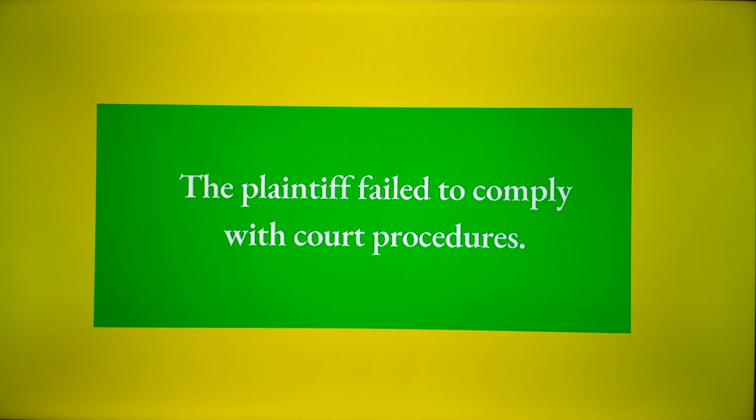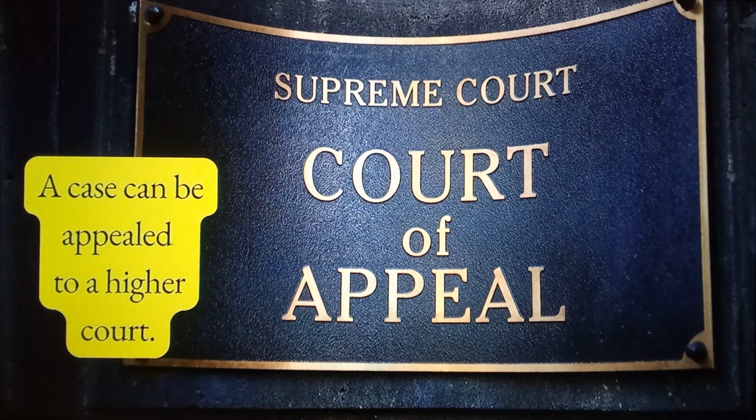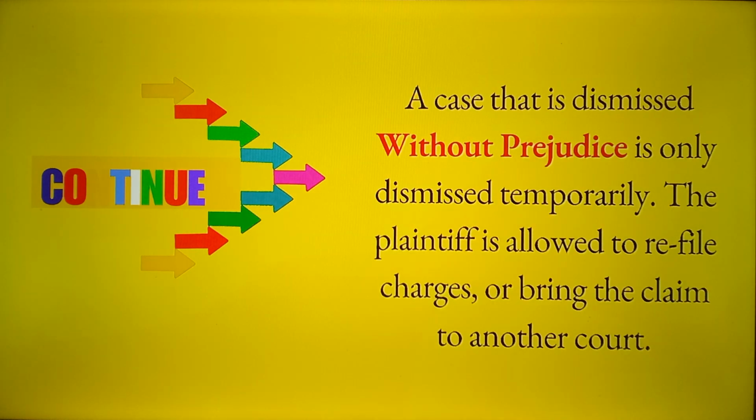The plaintiff failed to comply with court procedures. A case can be dismissed with prejudice voluntarily through an out-of-court settlement. A case dismissed with prejudice can be appealed to a higher court. So let's turn to dismissal without prejudice. A case that is dismissed without prejudice is only dismissed temporarily. The plaintiff is allowed to refile charges or bring the claim to another court.